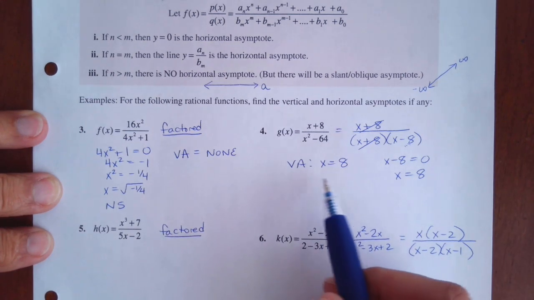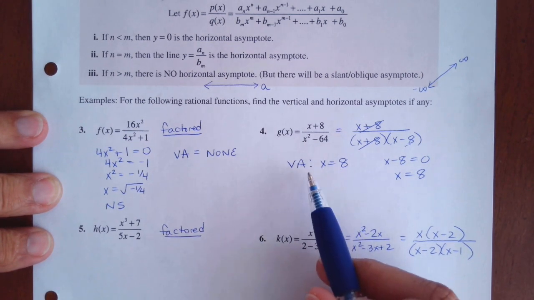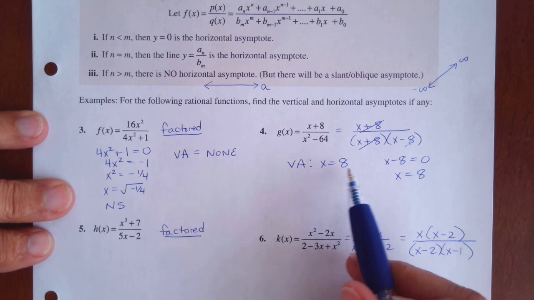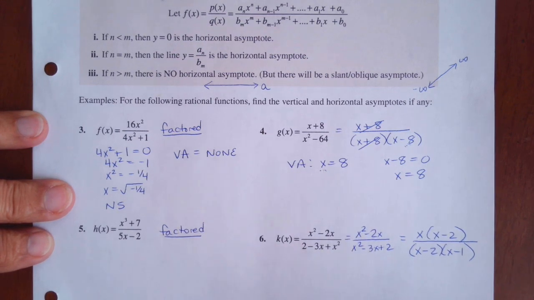And remember, these are lines, so it has to be x equals. You can't tell me the vertical asymptote is 8. It has to be x equals 8. That's how I know it's a vertical line.